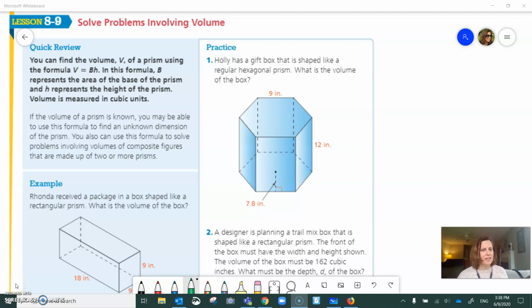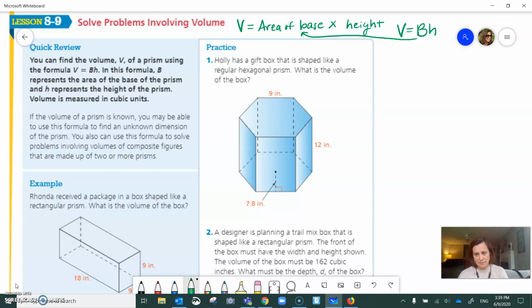Last review section in topic 8 is 8-9, solve problems involving volume. The trick to volume is that you want to find the area of the base and you want to multiply that by the height. The formula itself looks typically like this. They use a capital B, and that capital B means area of the base. So depending on the shape of the base, the formula to find the area could be different.